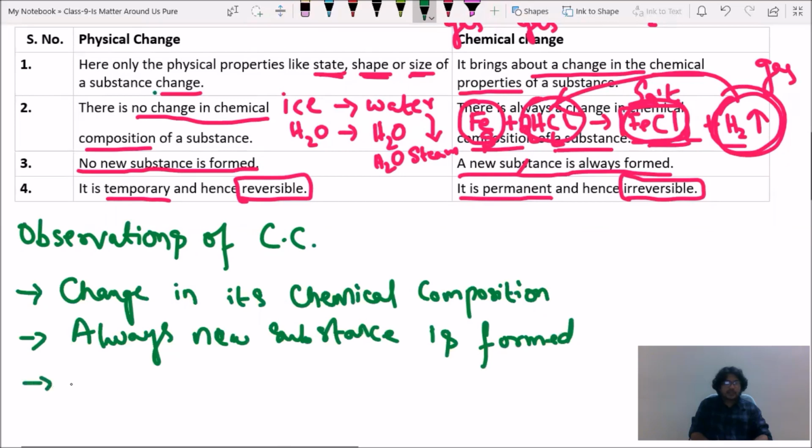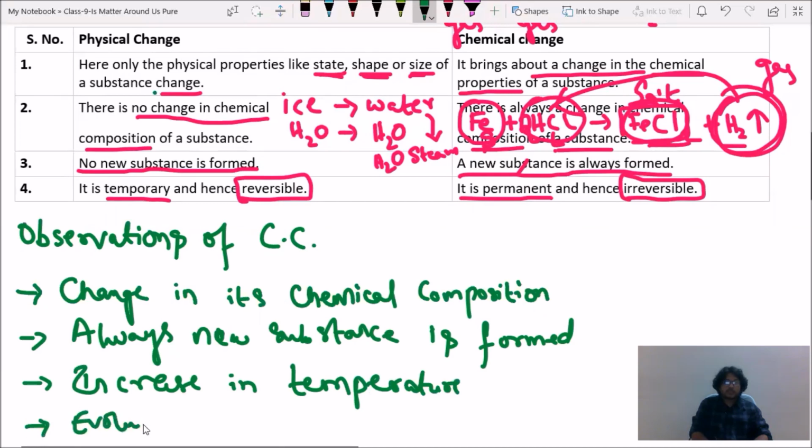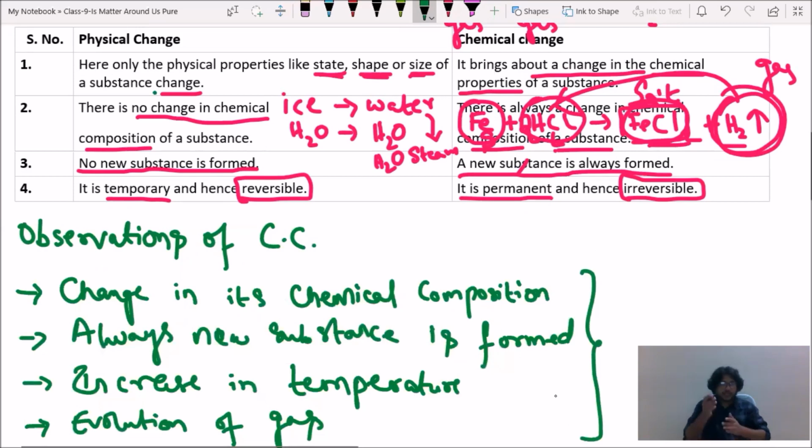Next, there will be a rise or increase in temperature. Definitely there will be an increase in its temperature. And last one, evolution of gas. Sometimes gas also will be evolved. These are observations for chemical change. Whenever all these four, or any of these four, or more than two, are happening, simply we can say it is a chemical change.